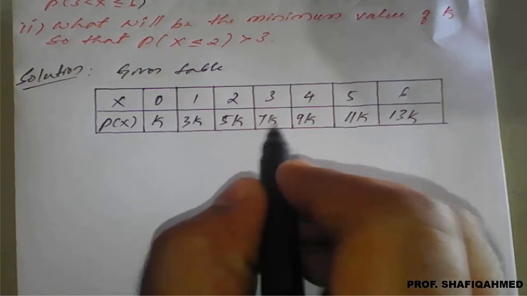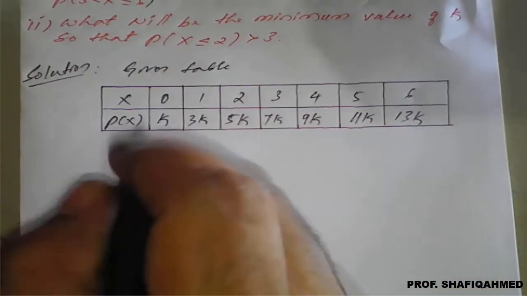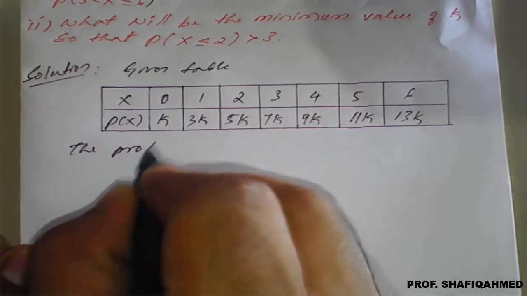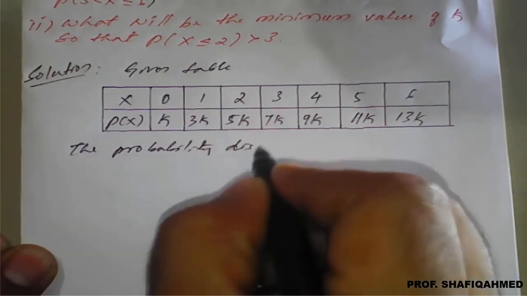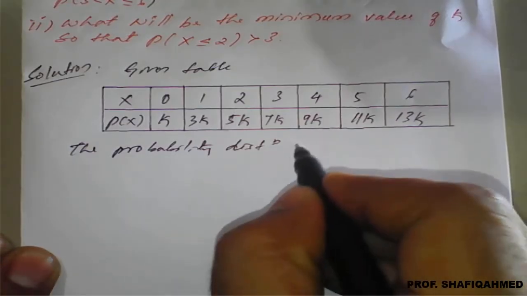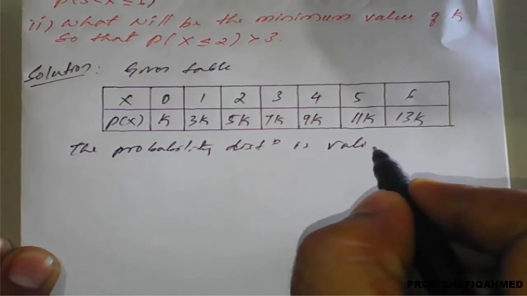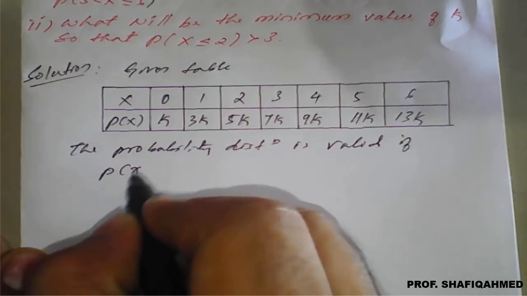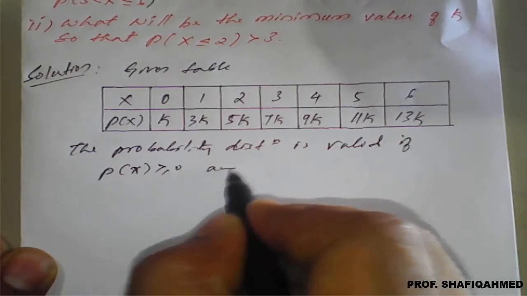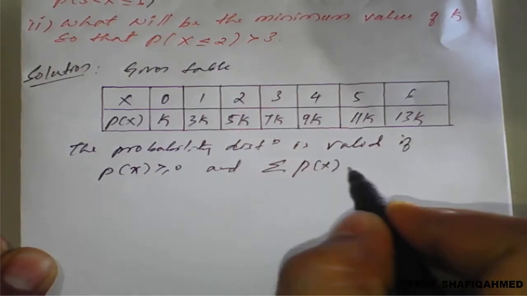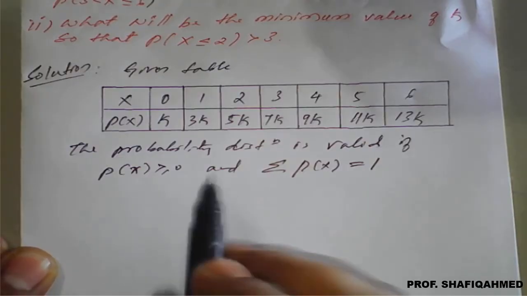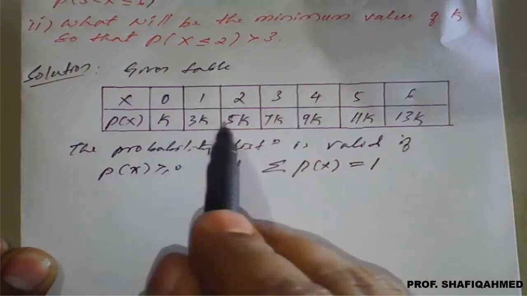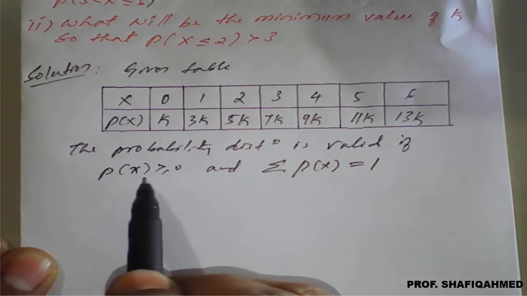Now this is a probability distribution. This probability distribution is valid if p(x) is greater than or equal to 0, and the second condition we know is that the summation of p(x) should be 1. But these p(x) are the values in terms of k, and we don't know whether k is positive or negative. We'll check here. If the second condition is satisfied, this will also be satisfied.